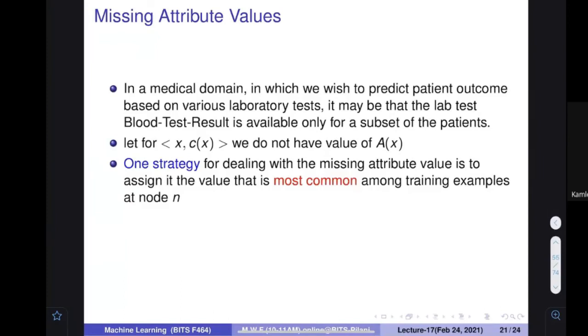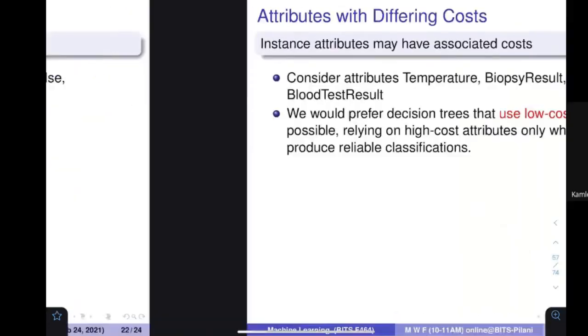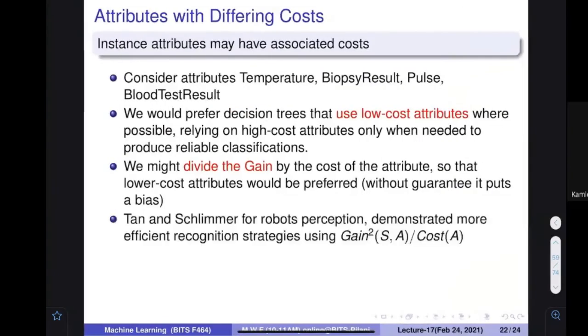So one strategy is to use the most common value, but that is not a good thing. So I say that assign a probability to each of the possible values and find out what the value is, and then you can use that. Also, as we talked about in the last class, there could be a problem when there is an attribute with a different cost. What do you mean by this? That some attributes may have a different cost.